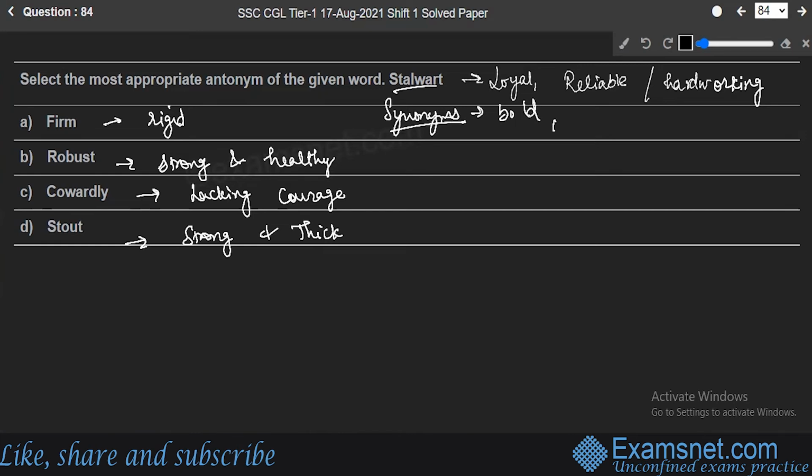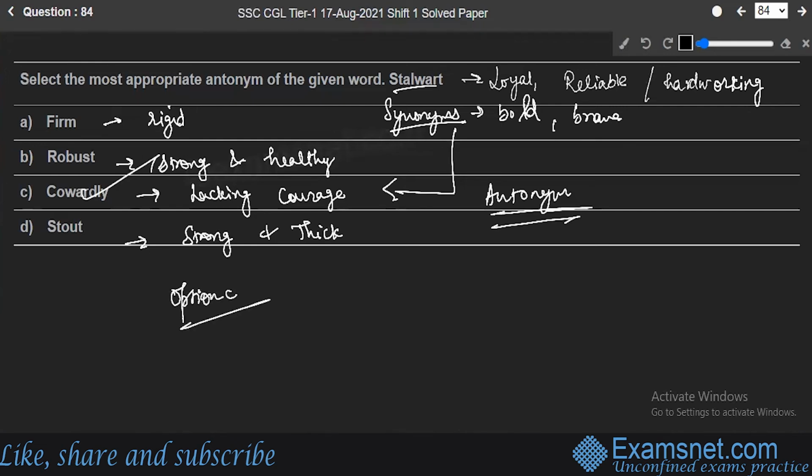Synonyms will be bold, brave, like people. So obviously, if I'm talking about the antonym, then the antonym will be cowardly. This will be the antonym for the word stalwart. Right? I hope you are clear with this. Option C is the answer to the question.